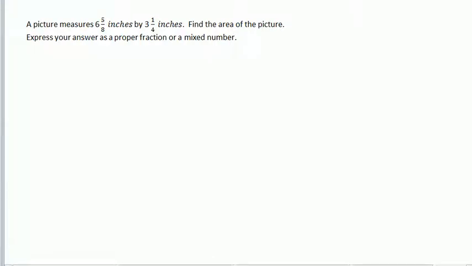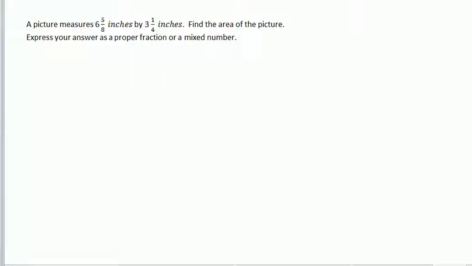Alright, so here we have another problem from homework section 2.6 in unit 1, which states that a picture measures 6 5/8 inches by 3 1/4 inches. Find the area of the picture. Express your answer as a proper fraction or a mixed number.